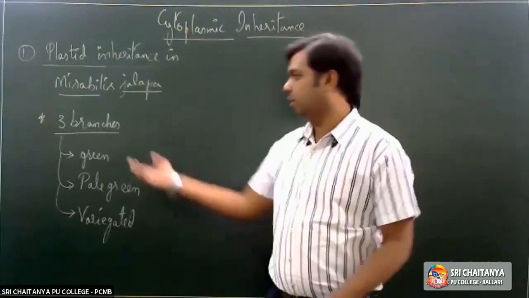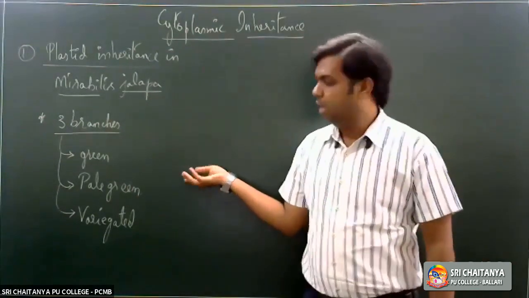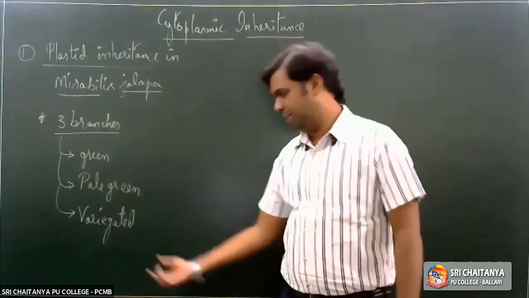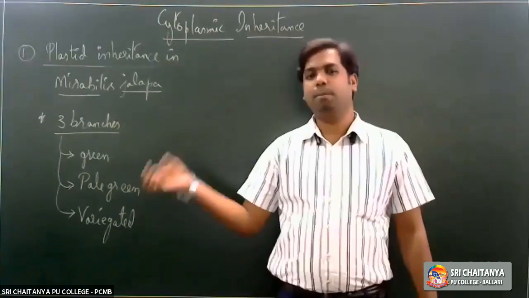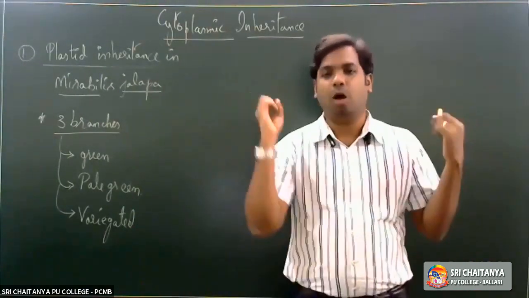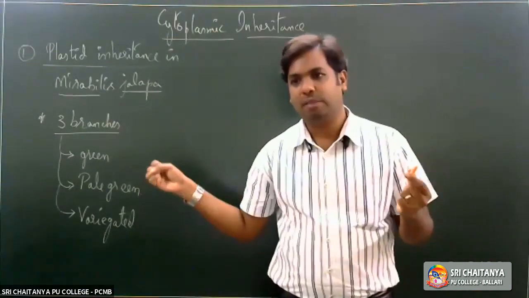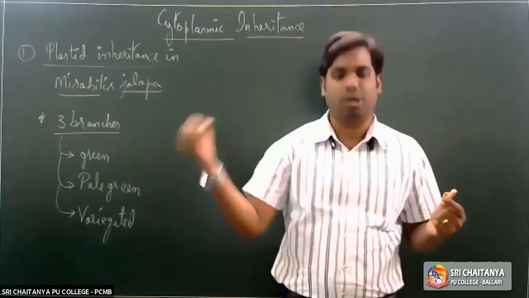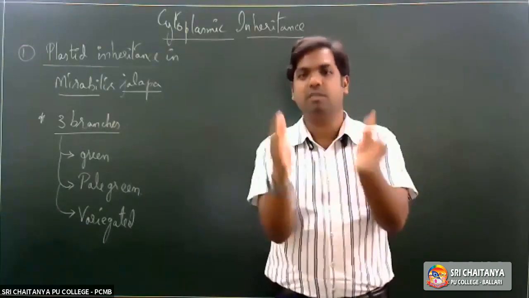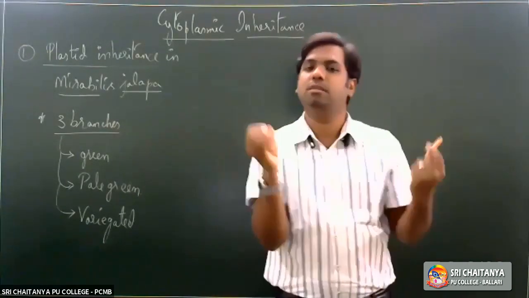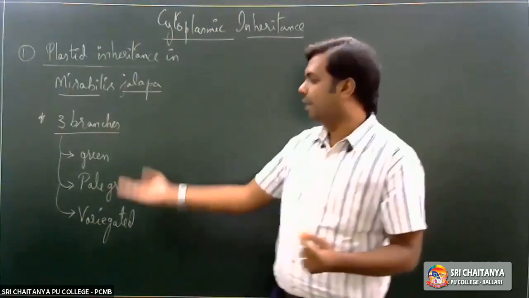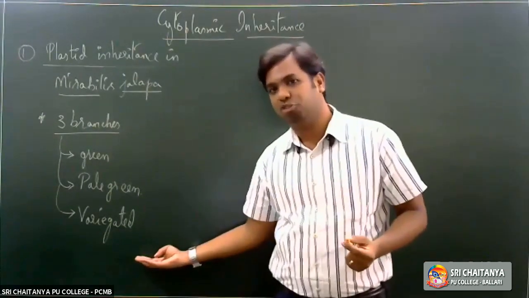First one is the green branch, second one is the pale green branch, and the third one is the variegated branch. So what does this variegated branch mean? It is actually a green colored branch, but along with the green part, they have some non-green part also. So there is a green colored part seen in this branch, and at the same time a non-green part also seen in the same branch, right? So that we call it a variegated branch.